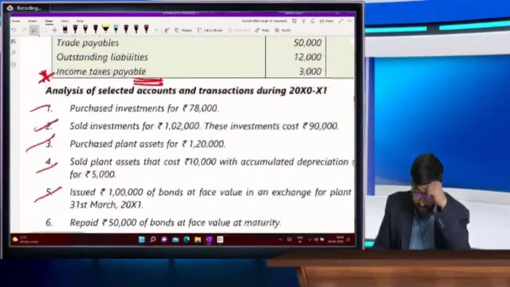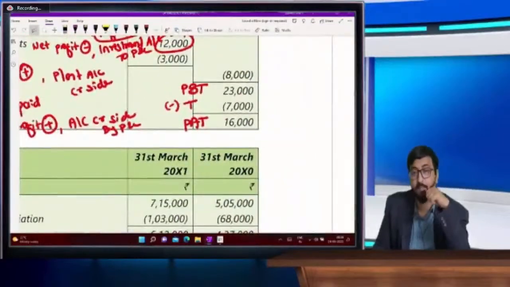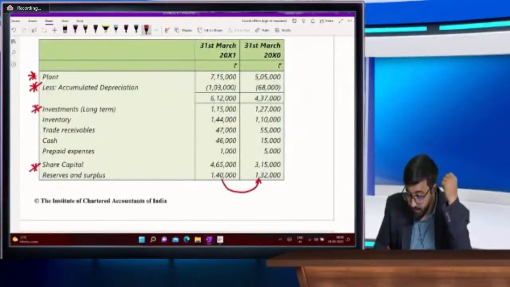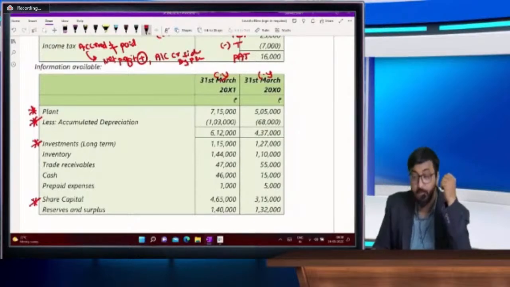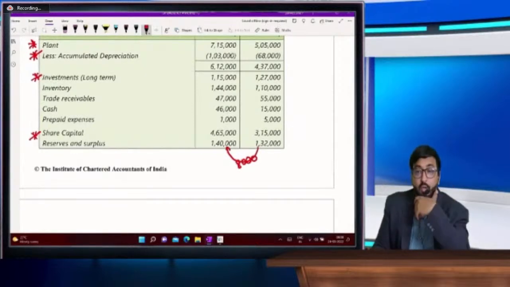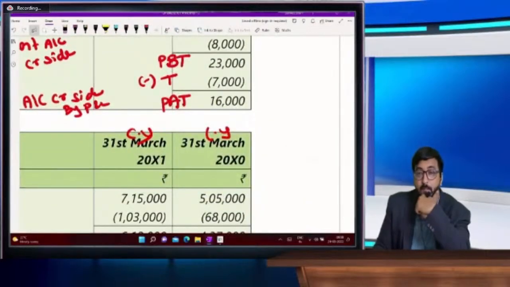Paid cash dividend. Now see, we have PAT, and see reserves and surplus. This is last year, write down last year. This is current year. See, your reserves are increased by 8,000 and your PAT is 16,000.